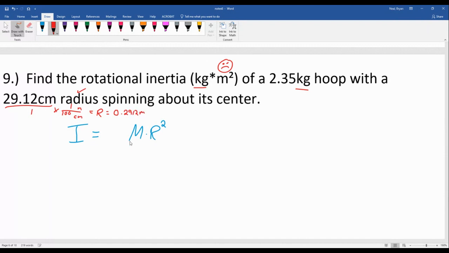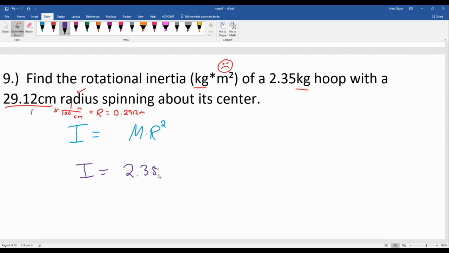0.2912. When I wrote this formula, you may notice I left some space in front because depending on the shape, what typically happens is you still have mr squared, but you might have a 1/2 or a 1/3 or a 1/12 or some other number in front because of the distribution. So this one, we don't have a number associated with it. A hoop is just the plain mr squared. Then we can just plug in and go.